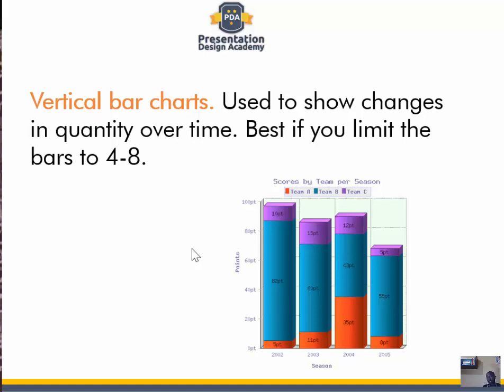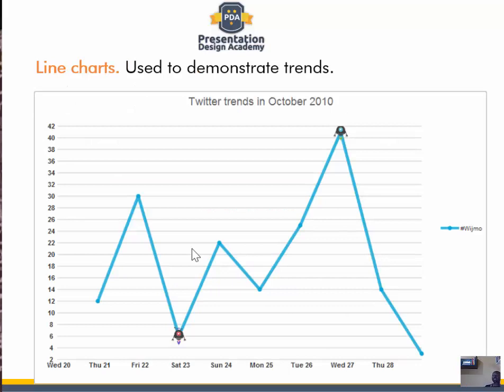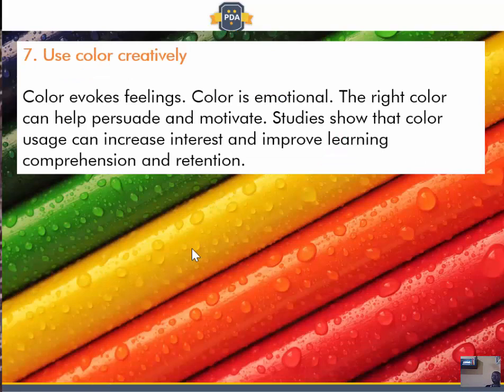So let's move on. Horizontal bar chart is used to compare quantities. For example, comparing sales figures amongst the 4 regions or amongst 4 quarters of the year. You can use horizontal bars for that. For a line chart, it is used to demonstrate trends. Again, in the academy, we have a whole module that talks about charts and graphs, which teaches how to create custom and visually engaging charts.